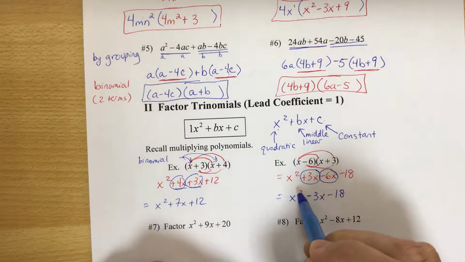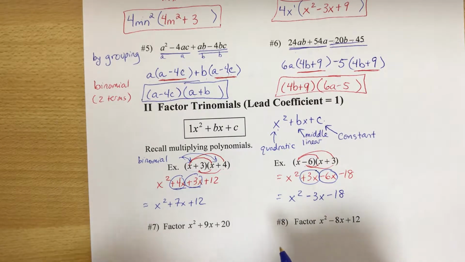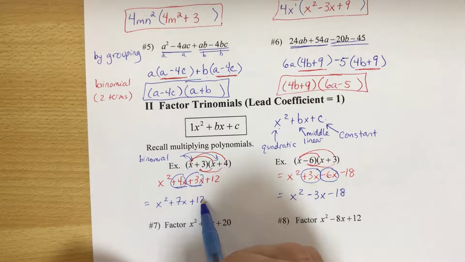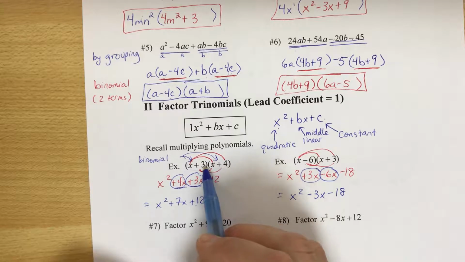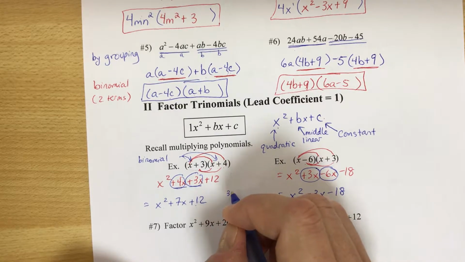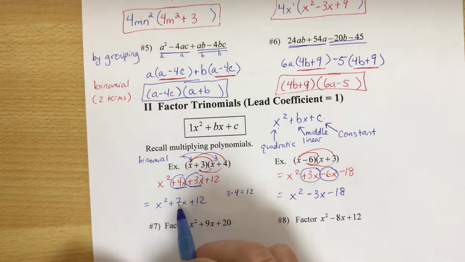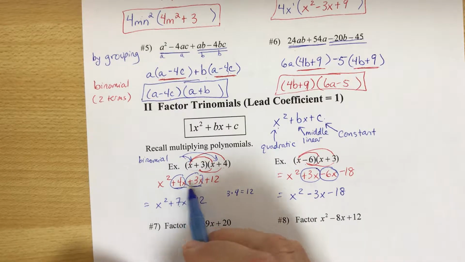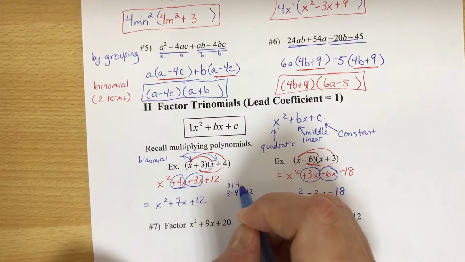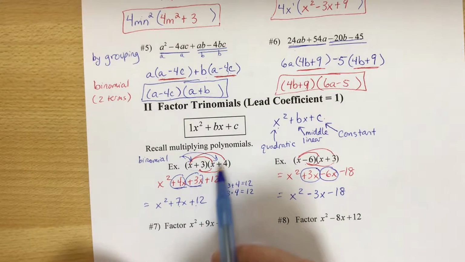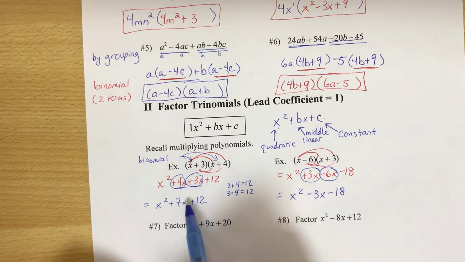Now, the reason I'm showing you this is that I want you to notice a couple of patterns. Notice that the 12, the constant here, is what we got from 3 times 4. So when we multiply 3 times 4, we got 12. But notice that the middle term 7 comes from adding 3 plus 4. So if we multiply these 2 numbers, we get the constant. But if we add them, we get the middle term, the linear.